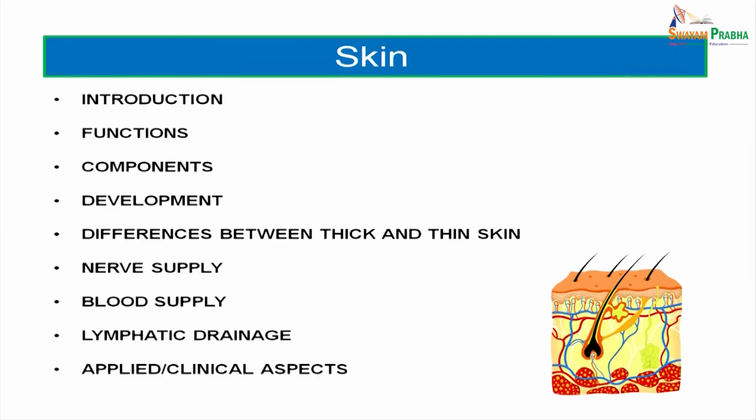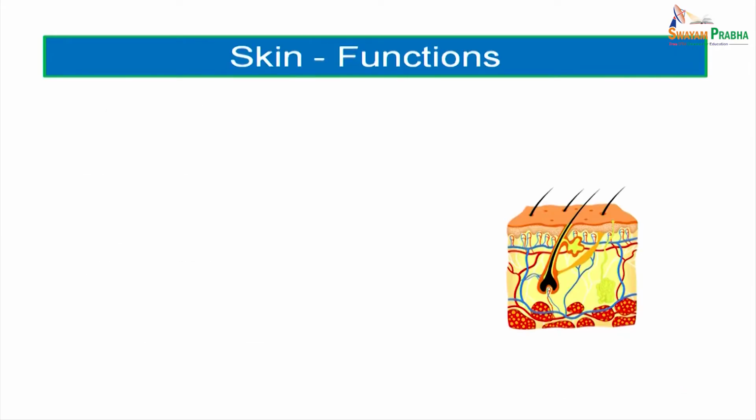So coming to the functions of skin. Why do we need this protective covering? Like I said, the first function is protection. It protects us from physical, chemical, and biological hazards. It protects us from UV rays, from acids, chemicals, and invasion of microorganisms. So it forms a nice barrier between the internal and the external environment of the body.